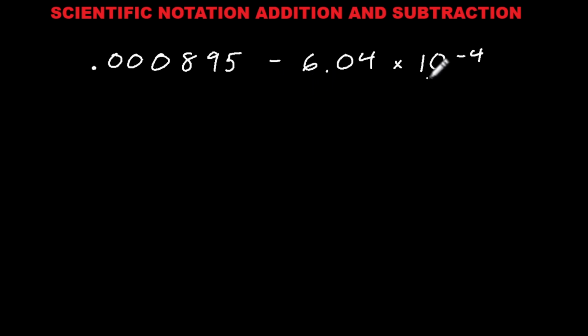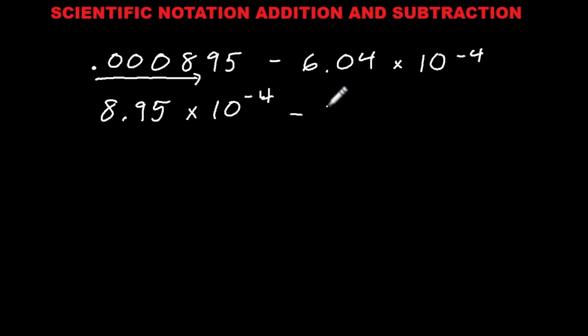So in this practice problem, some differences. Over here, I see that I have a negative exponent, and I need to change this from standard form into scientific notation with a 10 to the minus 4 power. So I want to move the decimal this way 4 spaces, which gives me 8.95 times 10 to the minus 4th minus 6.04 times 10 to the minus 4th.